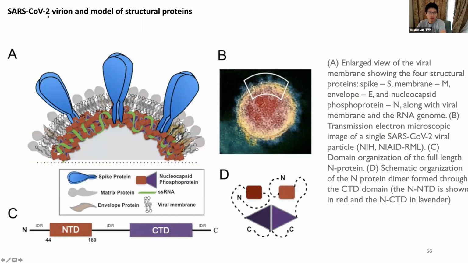The SARS-CoV-2 model drawn in this paper, I think, is from cryo-EM images. The author proposed this model: the spikes, the lipid, the M protein, and this one is the nucleocapsid protein. The green ones are single-stranded RNA. The CTD domain of the N protein forms a dimer, basically the same as SARS-CoV.